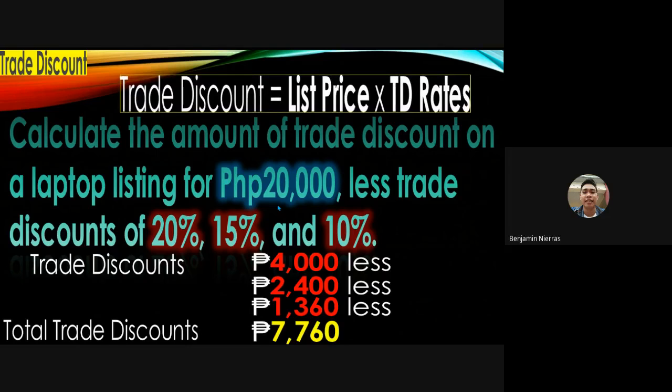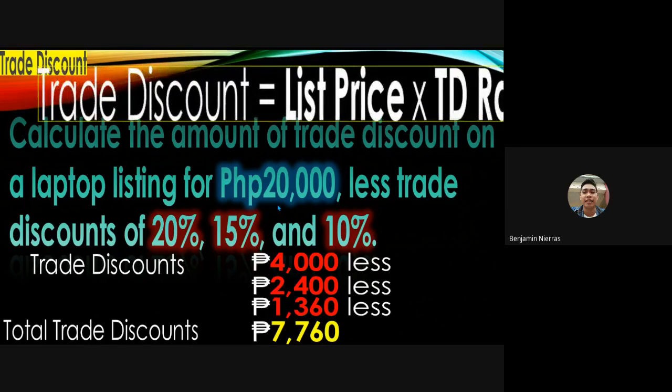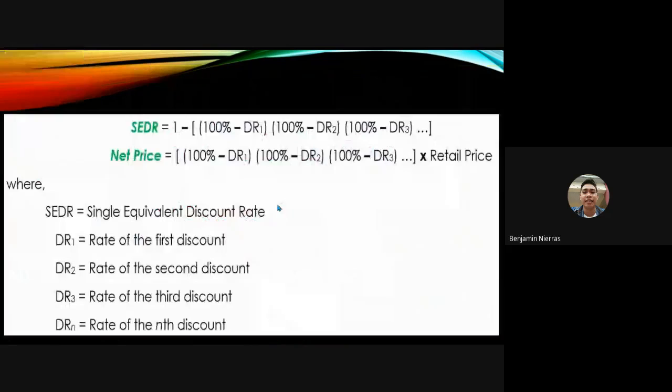So, sir, what is the formula for? Okay, the formula, list price times the trade discount rate, is applied if we do the shortcut way. What we did earlier was manual computation. So, let's go to the formula. We have the 20% discount, 15% discount, and 10% discount. So, make them a single equivalent discount rate. Make them into one.